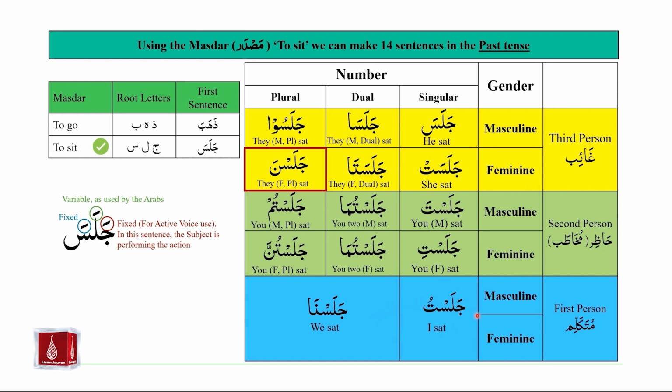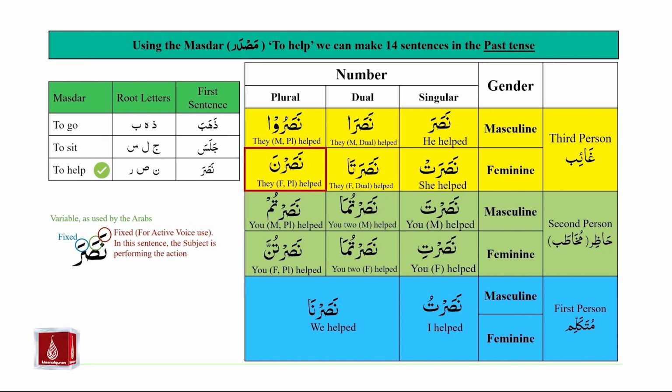Please note that this table is on the same pattern as we did with zahaba. We had zahaba, zahaba, zahabu, zahabat, zahabata, zahabna, zahabta, zahabtuma, zahabtum, zahabti, zahabtuma, zahabtunna, zahabtu, zahabna. So in the case of the table that starts with jalasa, we are following the same pattern as we did with the table that started with zahaba.